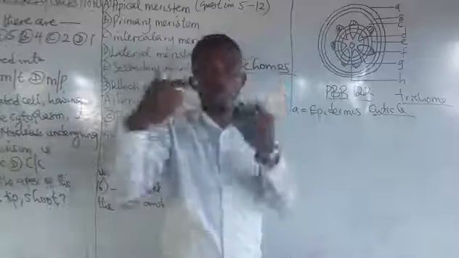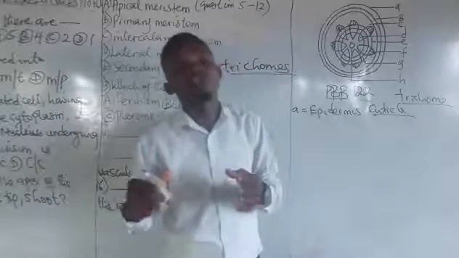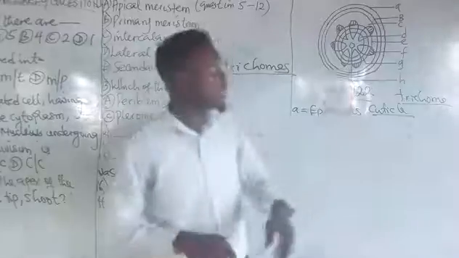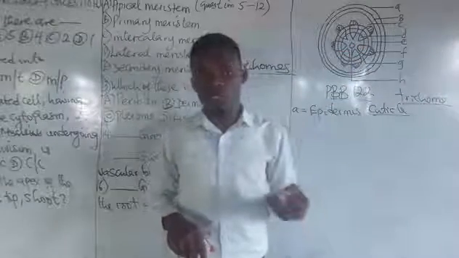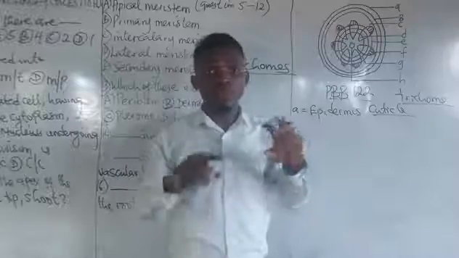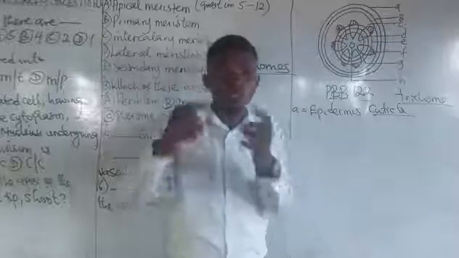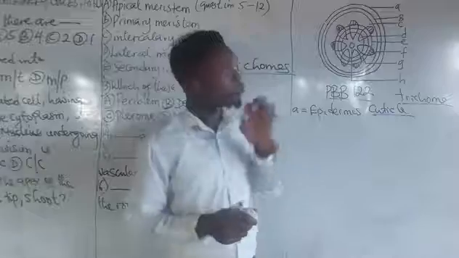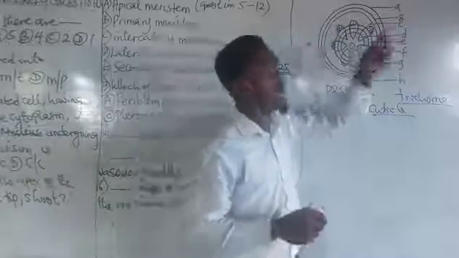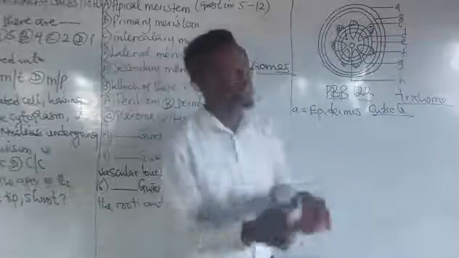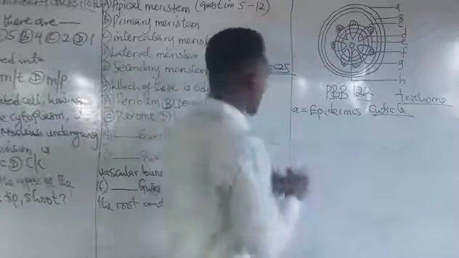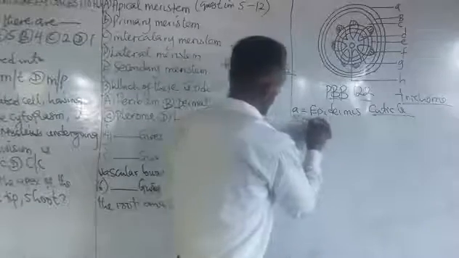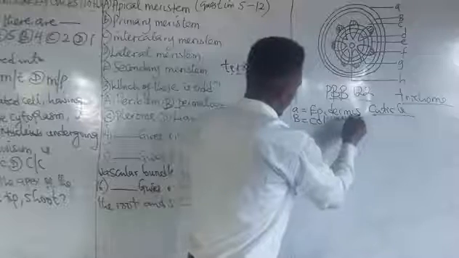That is, the palisade layer and the spongy layer are all situated in the mesophyll layer. So the parenchyma also comprises living cells. It manufactures food and also stores food. So please note that the part B is functionally associated with the parenchyma. Please take note of that. So B is collenchyma.